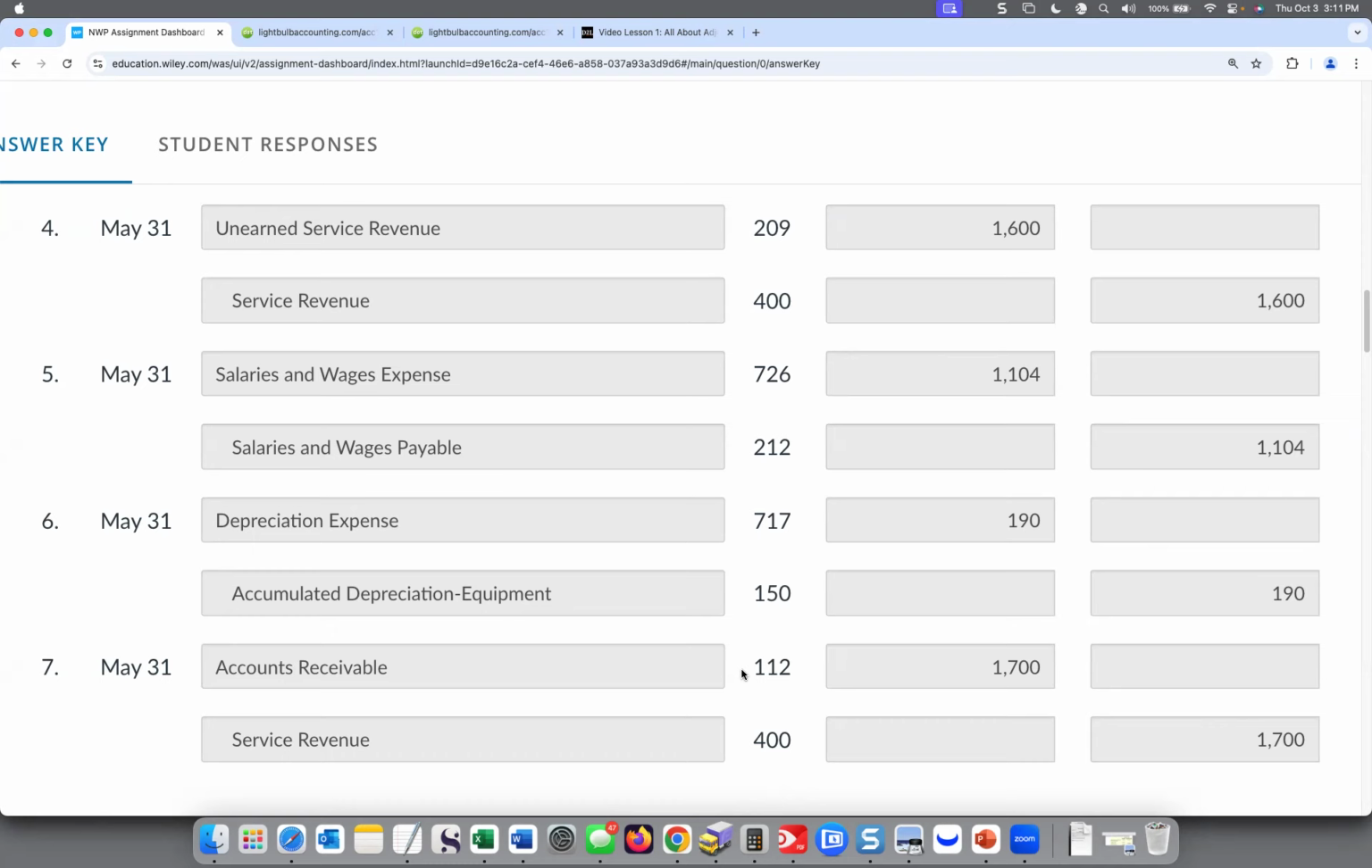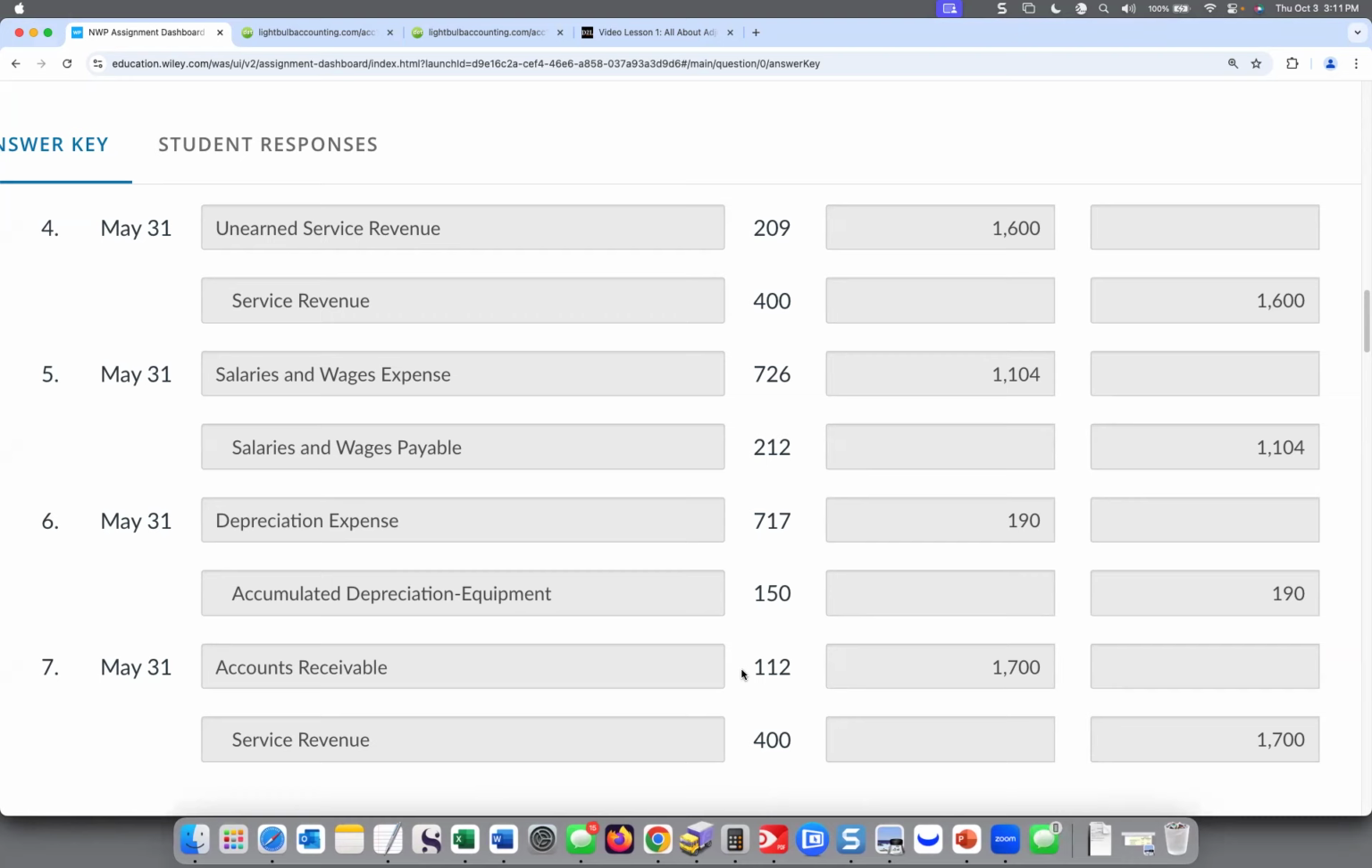When we come back, we'll see how the posting went, how that was supposed to look, and very carefully review that. And then we'll see how the adjusted trial balance looked.